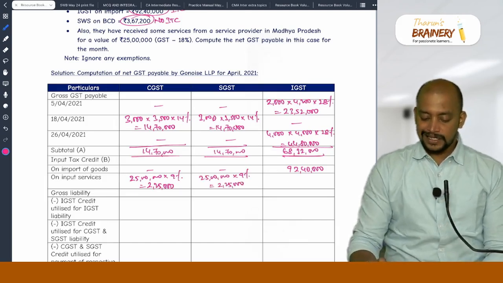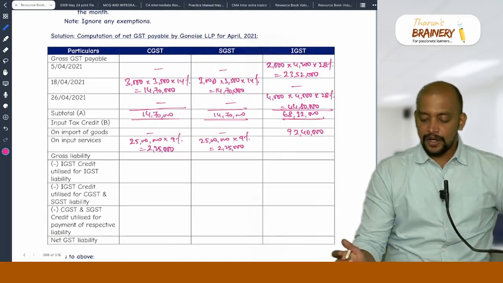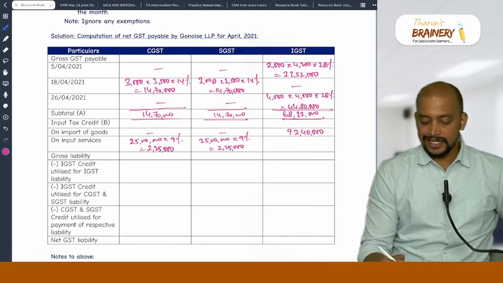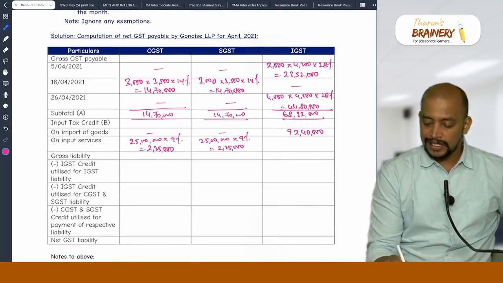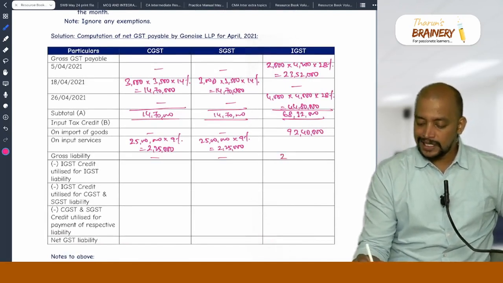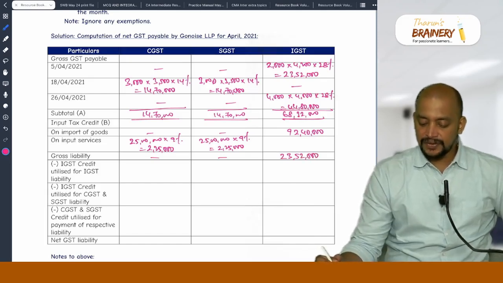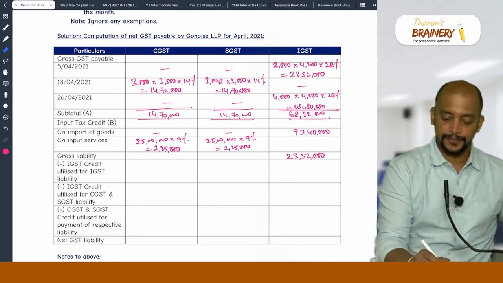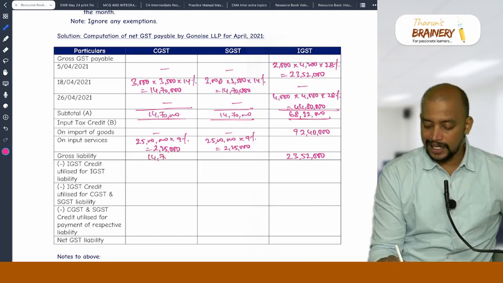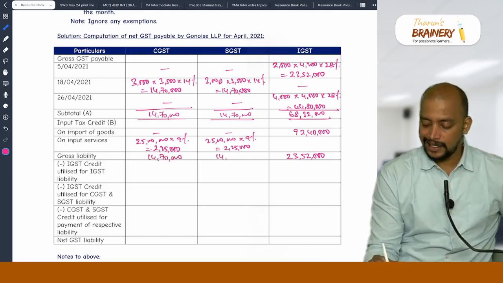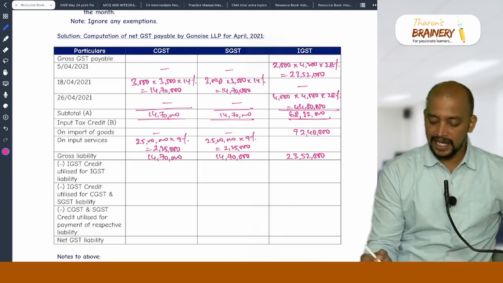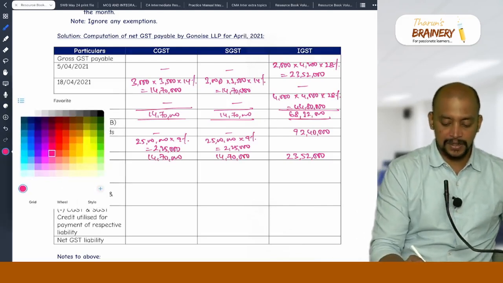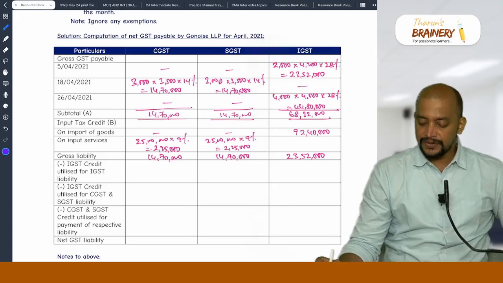So input tax credit we got, and computation of net GST payable. Gross liability: 14,70,000 and 23,52,000. That is our gross liability. Now, which credit do we need to exhaust?